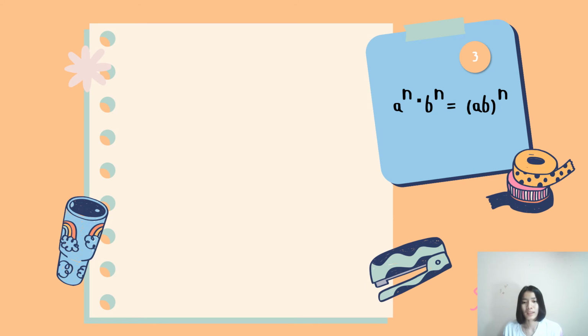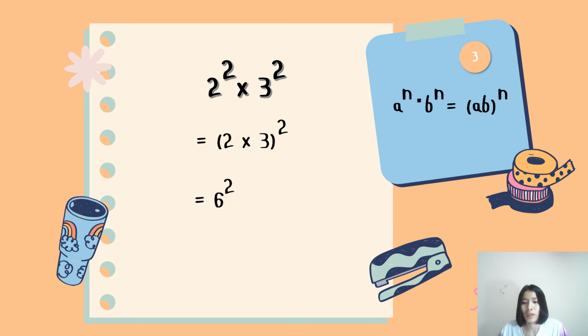We will look at this example to further understand the law. 2 raised to the power of 2 multiplied by 3 raised to the power of 2 is equal to 2 times 3 raised to the power of 2. Therefore, the equation will become 6 raised to the power of 2, which means that 6 will be multiplied 2 times. So the answer is 36.